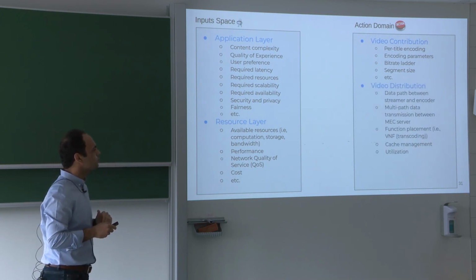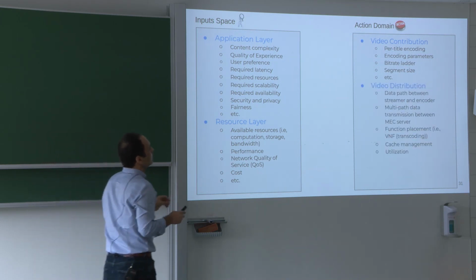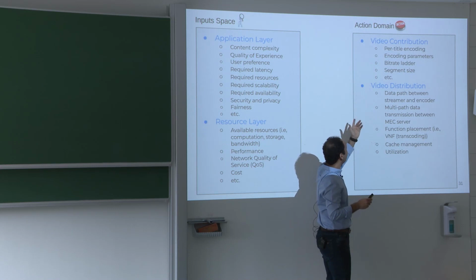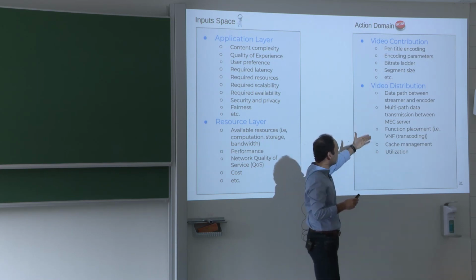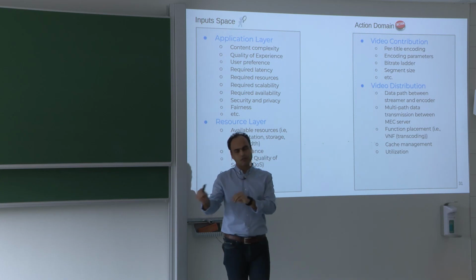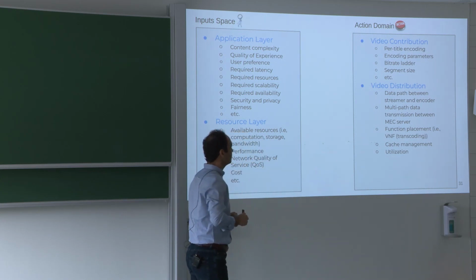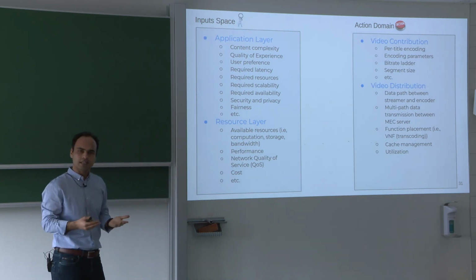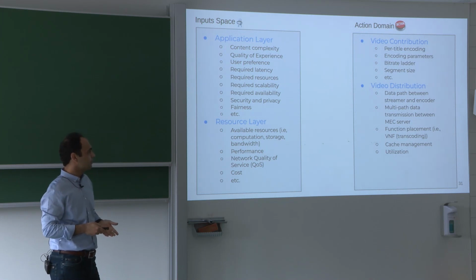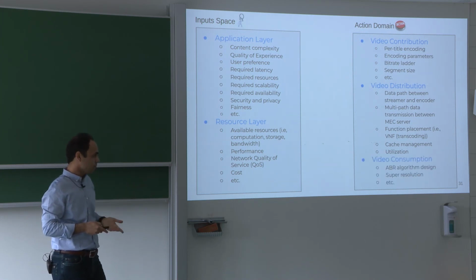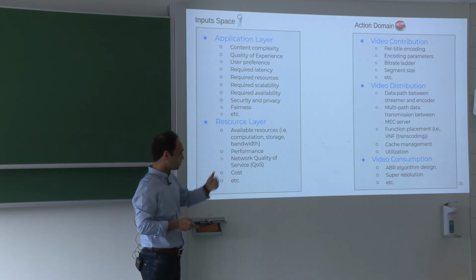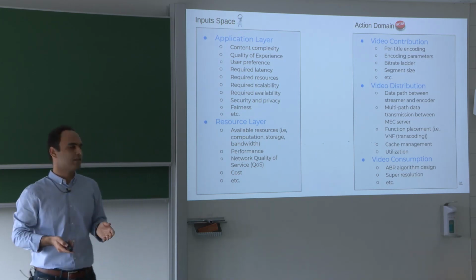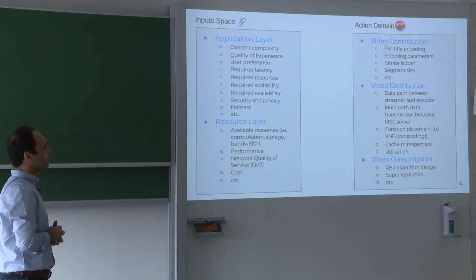For the video distribution, we have some parameters that can be selected as an action domain here: utilization, cache management, function placement as a virtual network function that we can run over the network, multi-path data transmission or data path between different things. We can apply our solution on these parameters. And about the video consumption, ABR algorithm design and different ideas about super resolution or something else. We can have this as an action domain.